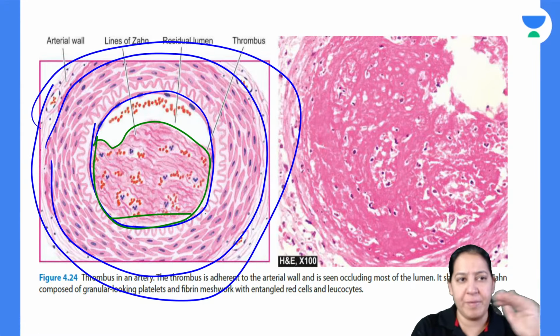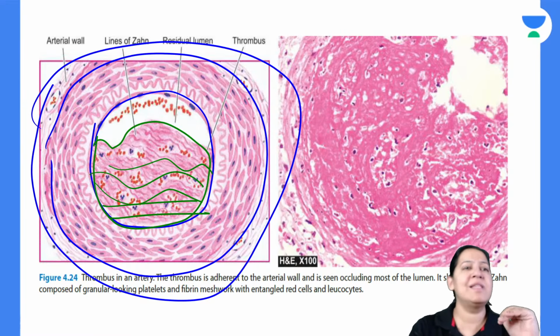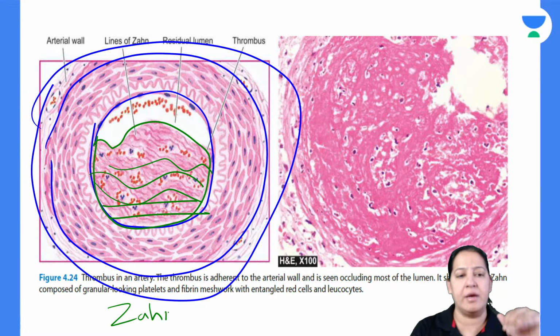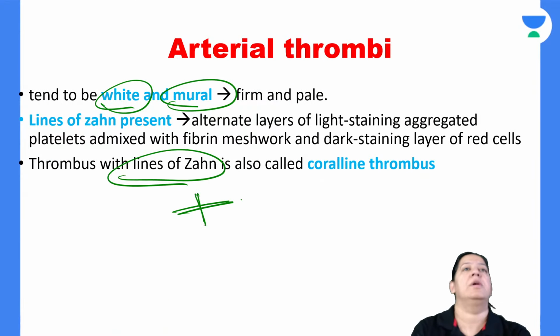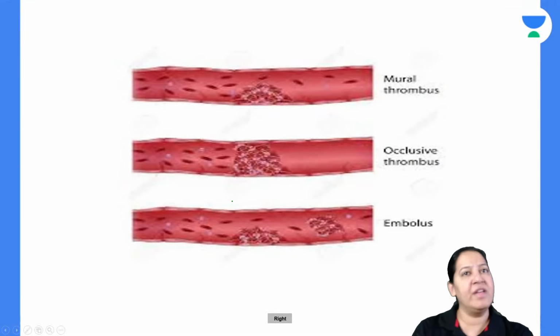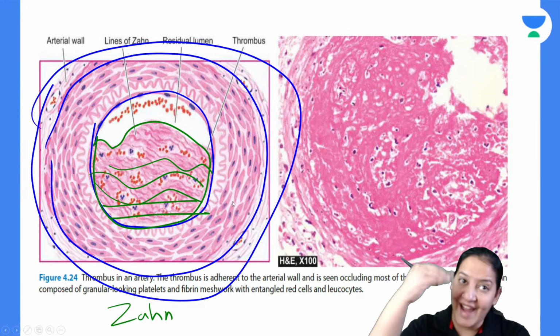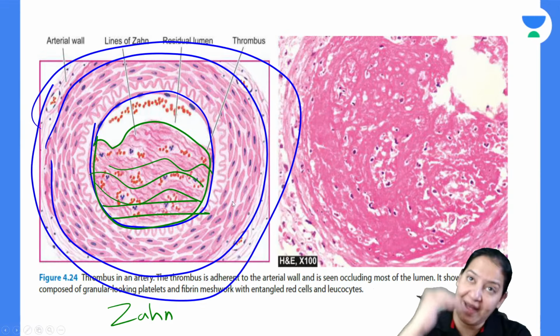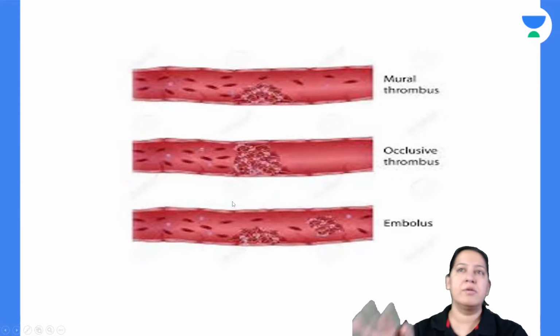Now inside it, see the alternate lines. This is a line of platelet, this is a line of RBC. Line of platelet, line of RBC. These lines are known as lines of Zahn. So in arterial thrombus, lines of Zahn are present. But in a venous thrombus, the lines of Zahn are absent. The alternate light and dark lines, alternate platelet and RBC lines, are absent in venous thrombus. Have you got it?